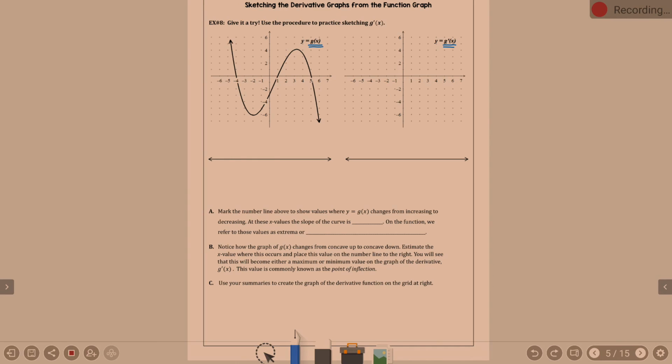What is my slope doing here? Going down. It is a negative slope, yes? My graph is decreasing, if you will. And we're decreasing until what? Approximately -2. So I'm going to put a -2 on my number line. And right here, we know that my graph is decreasing.